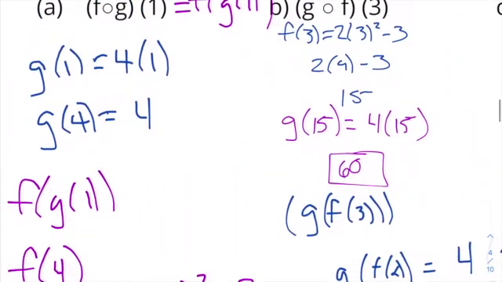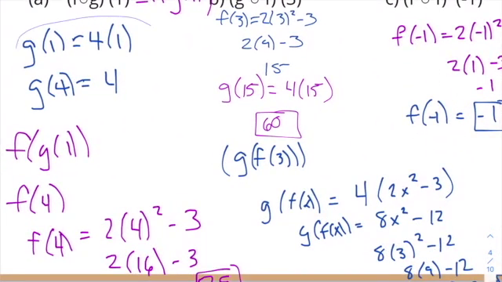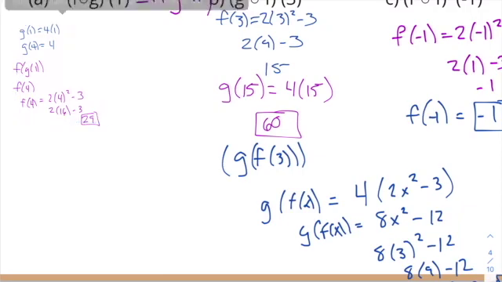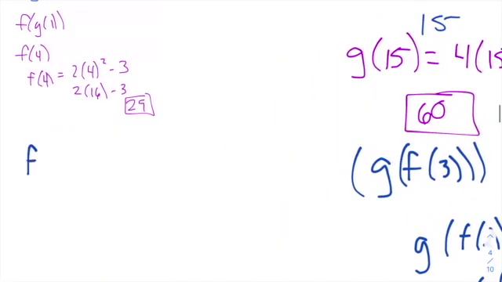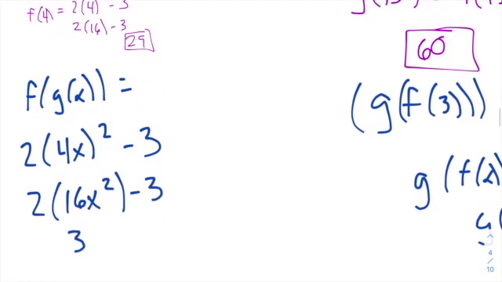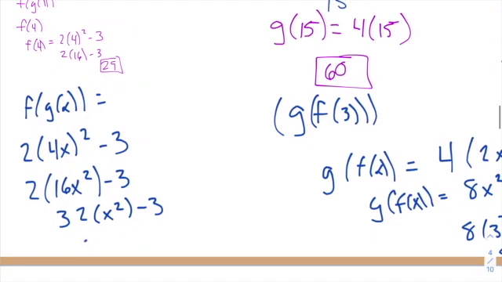So over here, we'll look at this first example, f of g of 1. We already know here that my answer is 29. And again, I could figure out first, this is the same thing as f of g of x. I could look at what my composition function is. So that would be 2 times 4x squared minus 3. So that's 2 times 16x squared minus 3. This is 32 times x squared minus 3. My x squared here is just 1. So that's 32 times 1 squared minus 3. 32 minus 3, and would you look at that, that's 29.